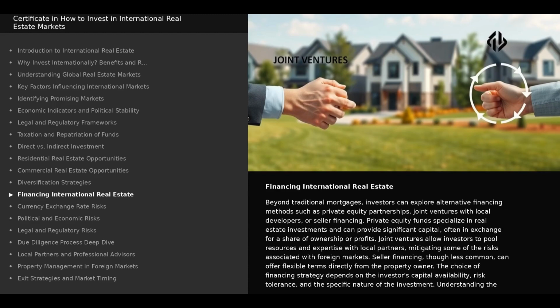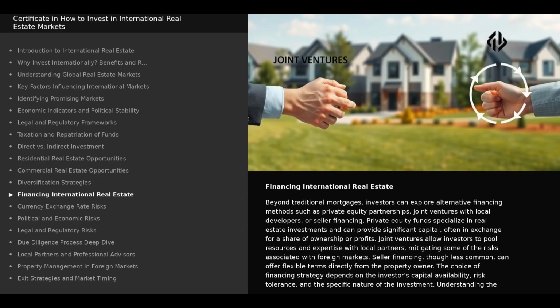Beyond traditional mortgages, investors can explore alternative financing methods such as private equity partnerships, joint ventures with local developers, or seller financing. Private equity funds specialize in real estate investments and can provide significant capital, often in exchange for a share of ownership or profits. Joint ventures allow investors to pool resources and expertise with local partners, mitigating some of the risks associated with foreign markets. Seller financing, though less common, can offer flexible terms directly from the property owner.